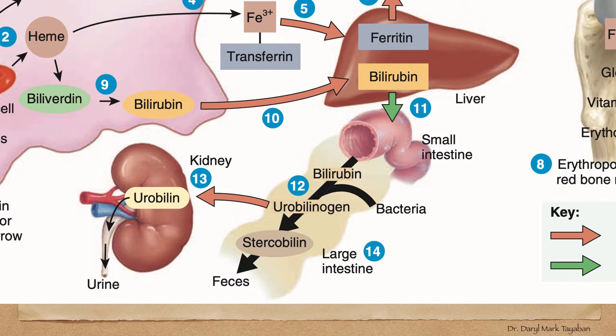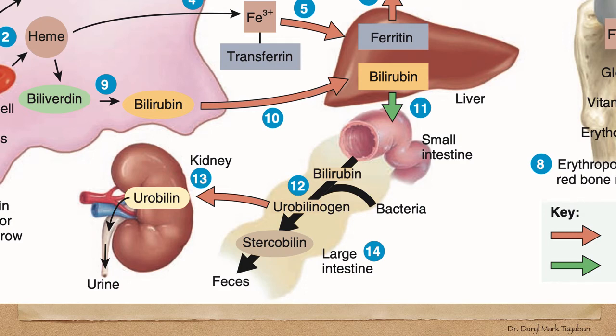So again, for biliverdin, the green one, it is actually the first part. Just to make sure it's clear, the heme comes from the hemoglobin.